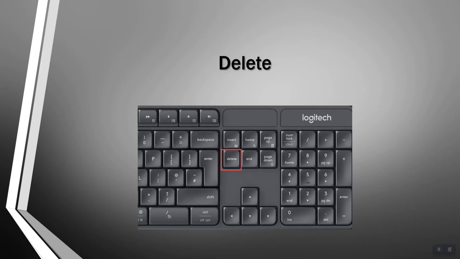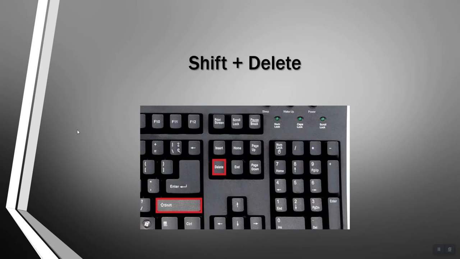The delete key is a key on most computer keyboards, which is typically used to delete either the character ahead of or beneath the cursor, or the currently selected object. Shift+Delete will delete the selected files from the PC without moving them into the recycle bin. The file will be gone forever.